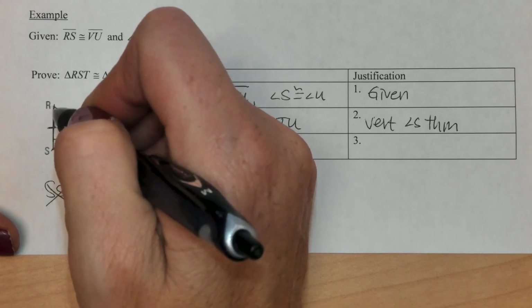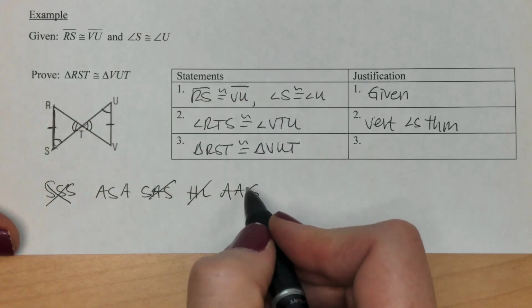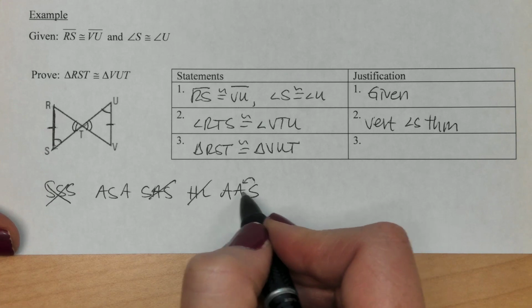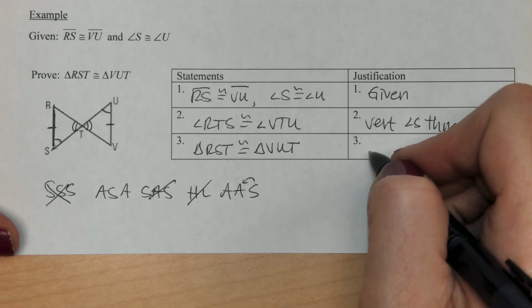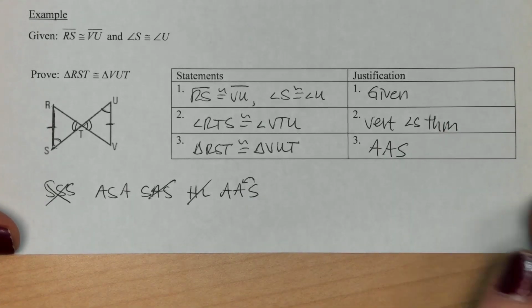My side is only touching one of my angles, so I can only have the one where the S is touching one of the A's, not both. So this is AAS. That's your first day of proofs.